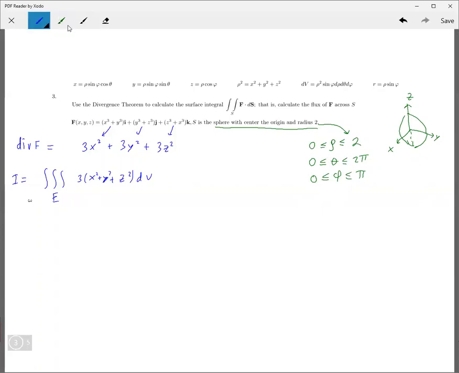Okay, great. So now we can set everything up. So 0 to pi on the phi, 0 to 2 pi on the theta, 0 to 2 on the rho. And this is really nice because that's just rho squared. And your dv, I've nicely wrote that there. So rho squared sine phi d rho d theta d phi.